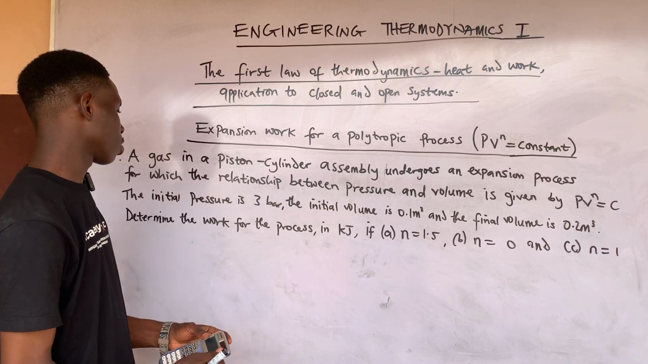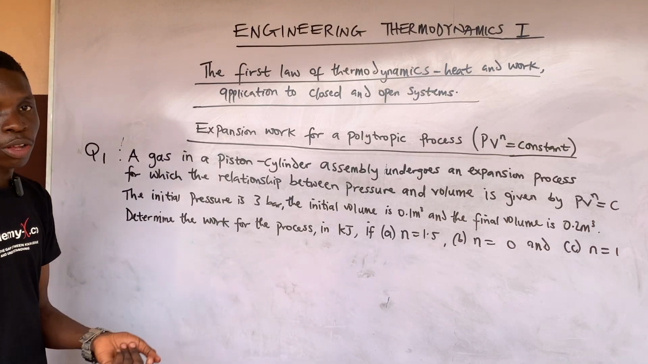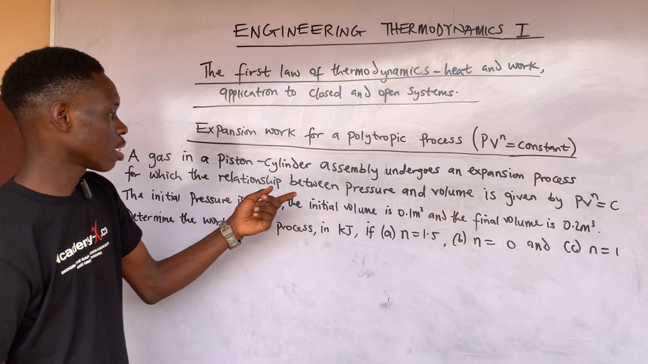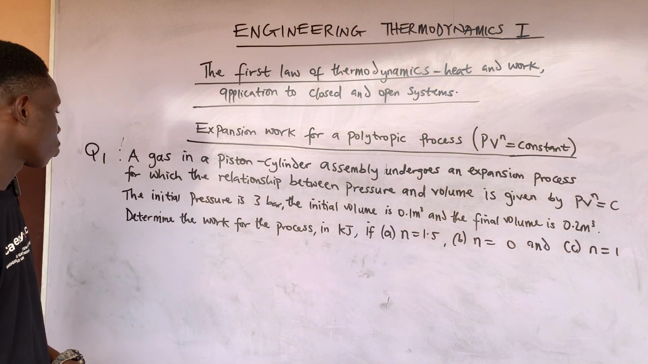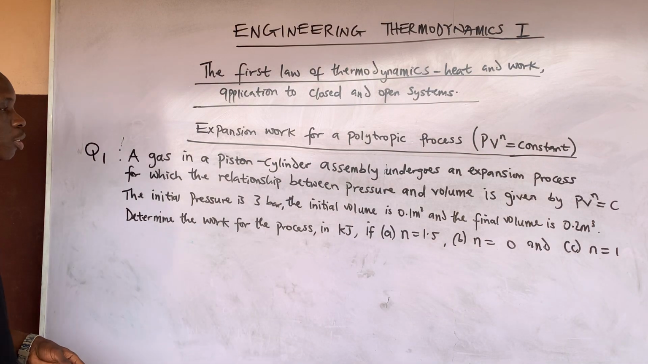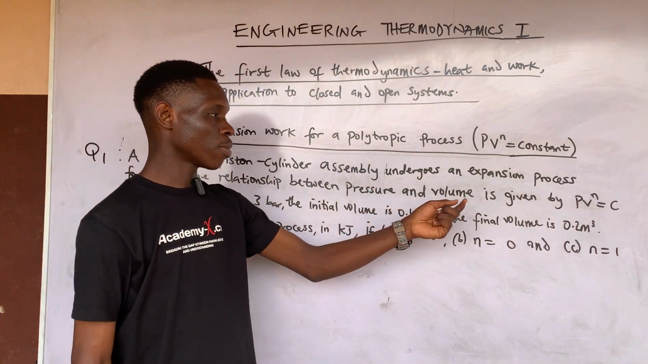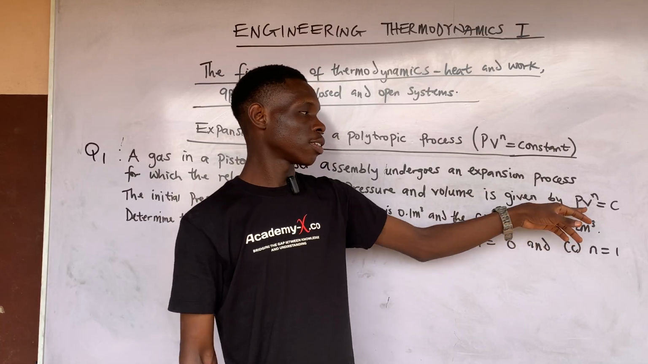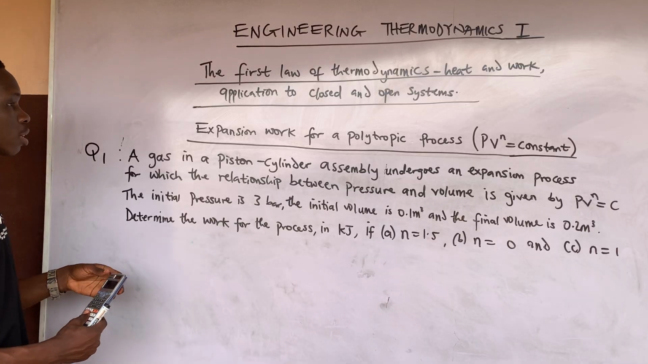So now we have a question where we apply the formula we have derived so far. A gas in a piston-cylinder assembly undergoes an expansion process for which the relationship between the pressure and volume is given by PV^n = constant. You should know that this is a polytropic process.